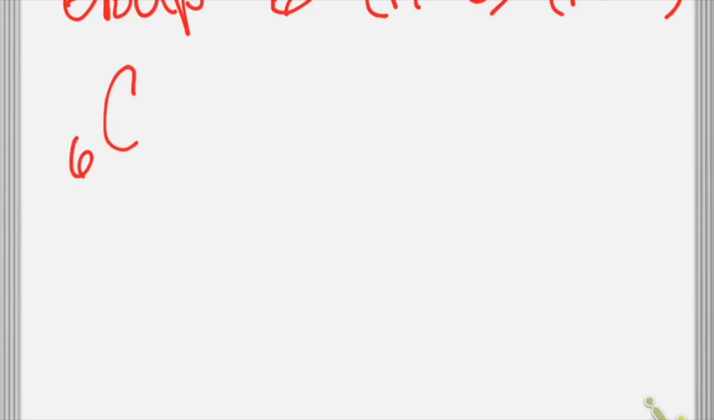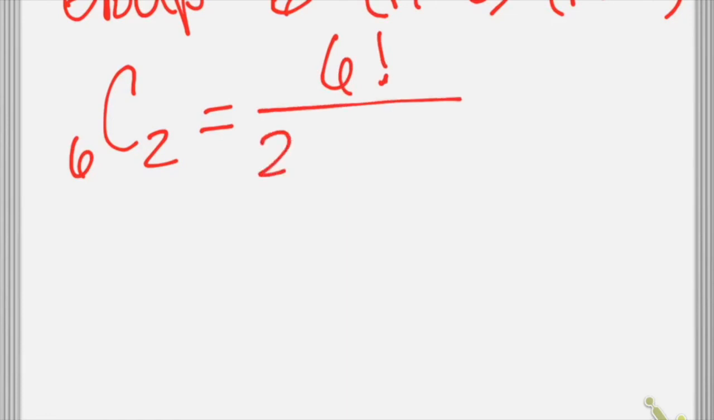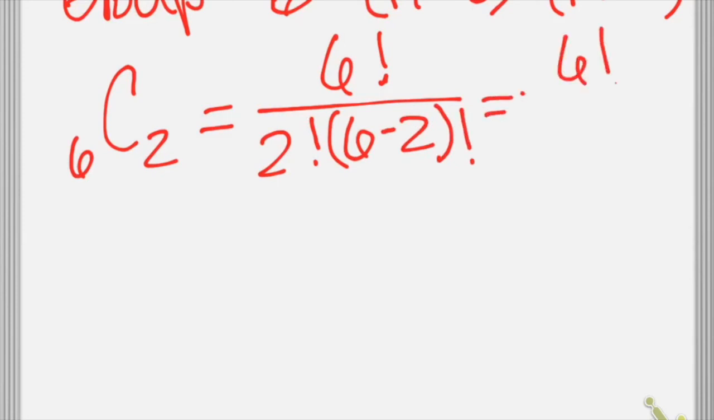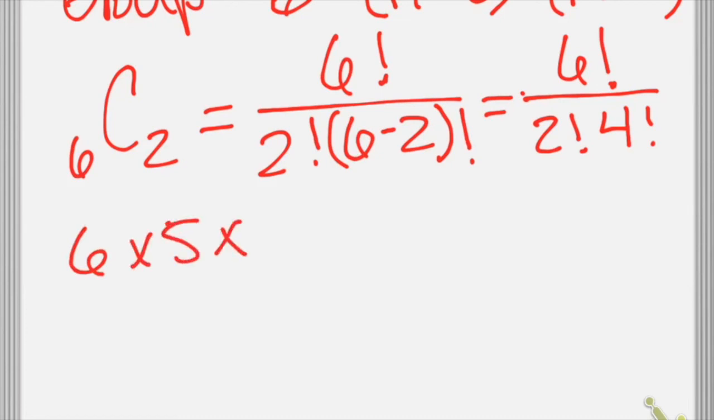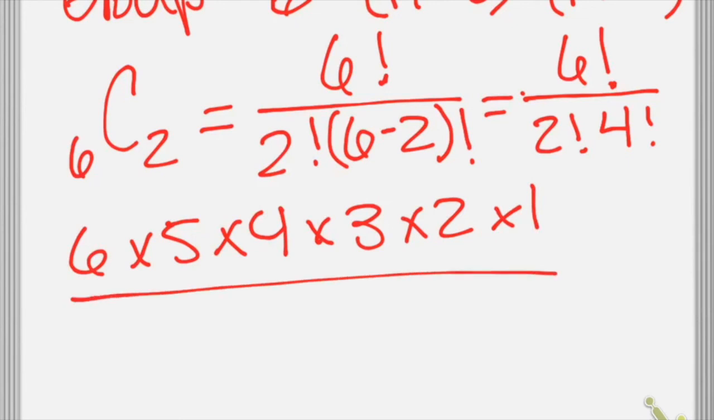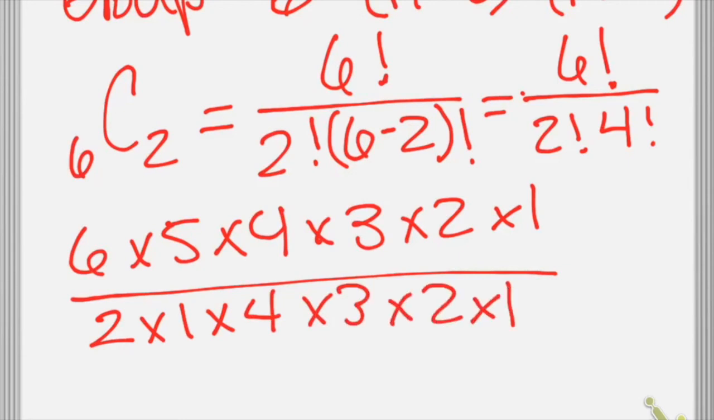So we have again 6 and 2. So 6 factorial divided by 2 factorial times the difference of 6 and 2 also factorial is 6 factorial divided by 2 factorial times 4 factorial. Okay, so my numerator, 6 times 5 times 4 times 3 times 2 times 1. My denominator is 2 times 1 and then times 4 times 3 times 2 times 1.